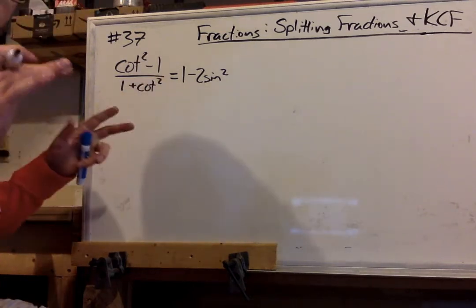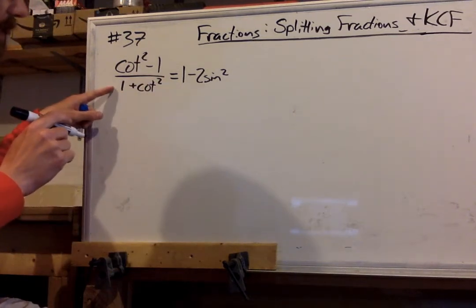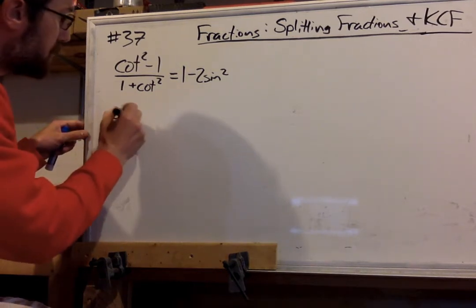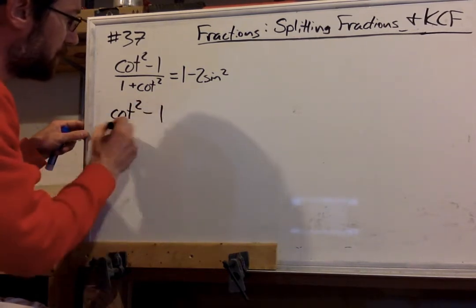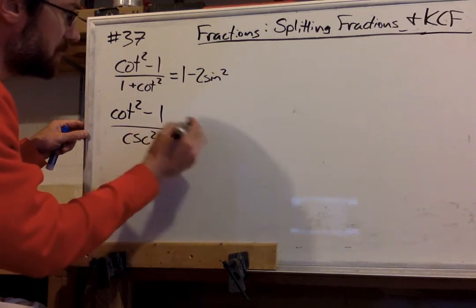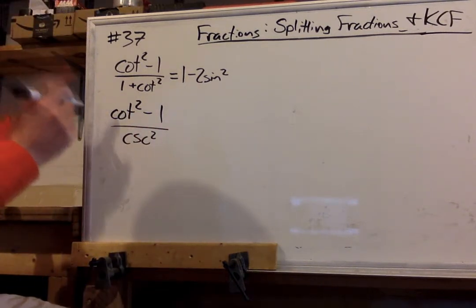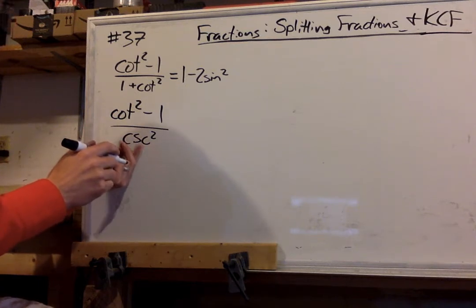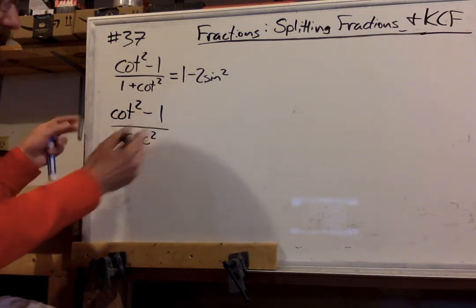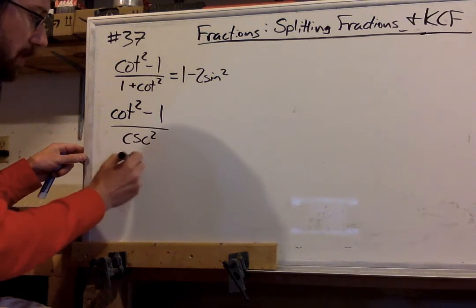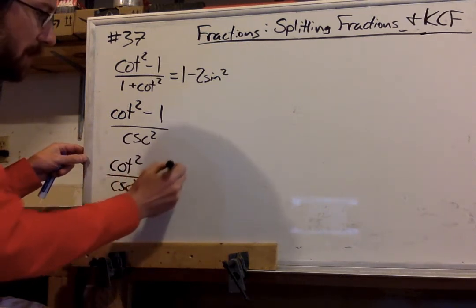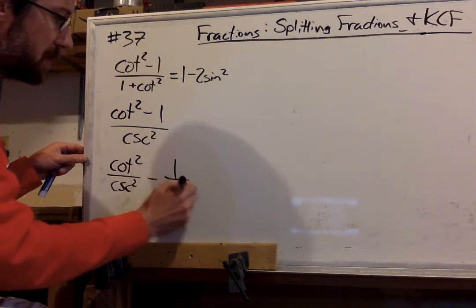Now, before I do that, though, I'm going to apply a Pythagorean identity. 1 plus cotangent squared, that's your Captain Crunch. So this is going to be cotangent squared minus 1 over cosecant squared. Now, I have the denominator as a single term. This is going to easily split into two fractions. Cotangent squared over cosecant squared minus 1 over cosecant squared.